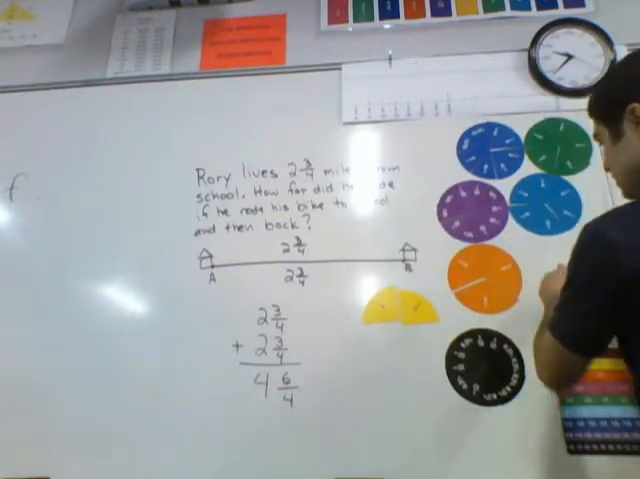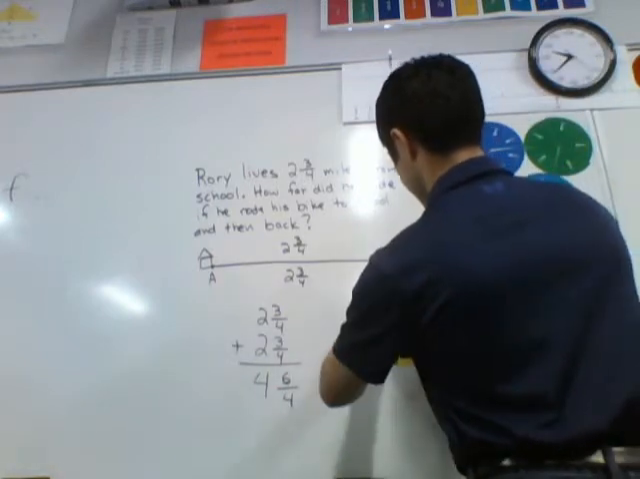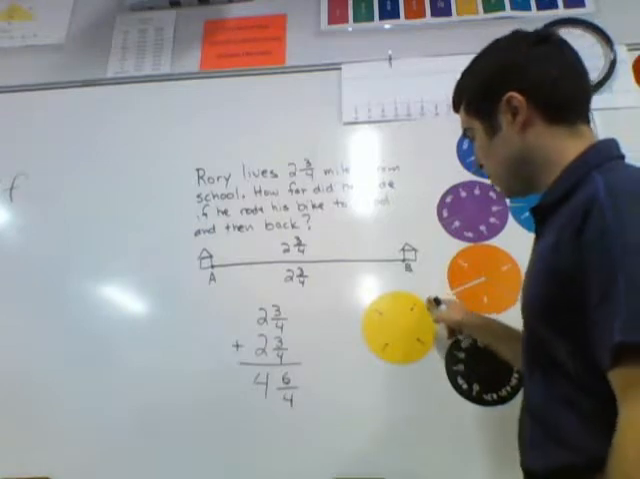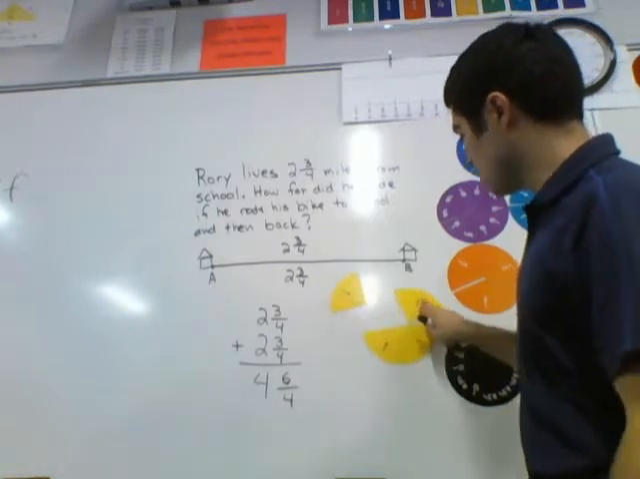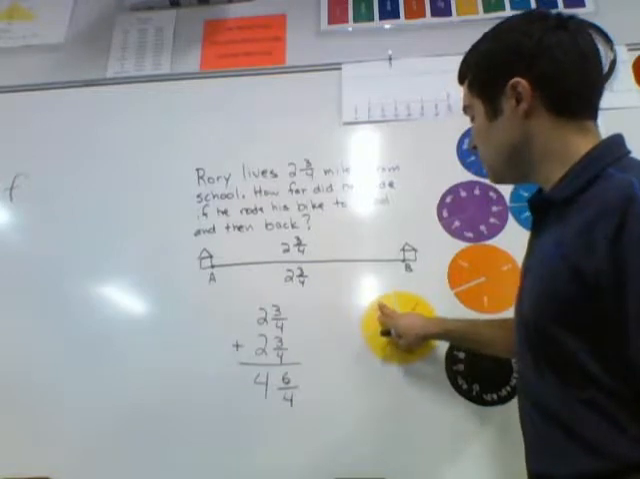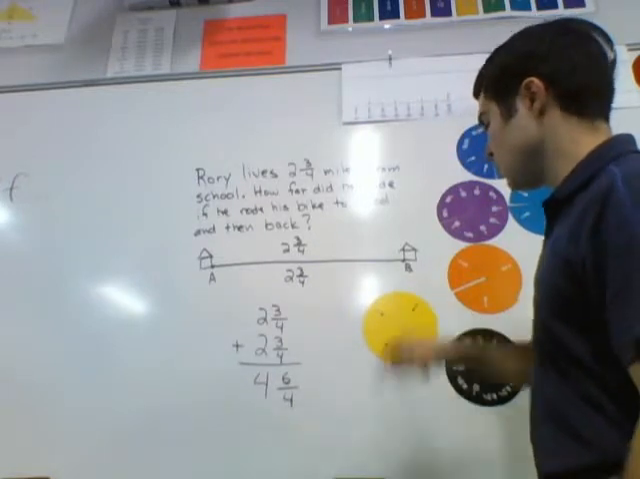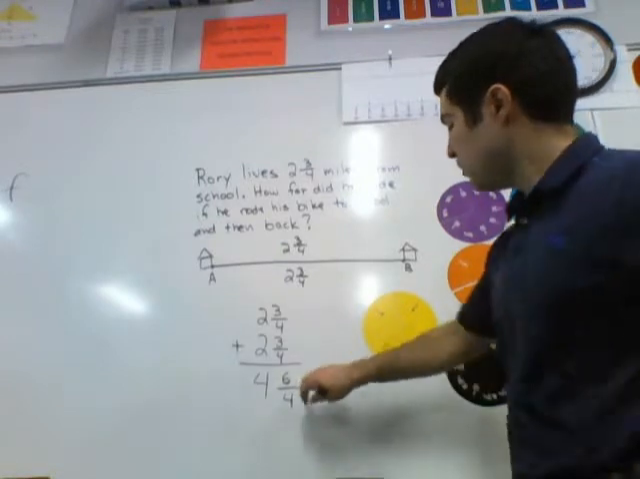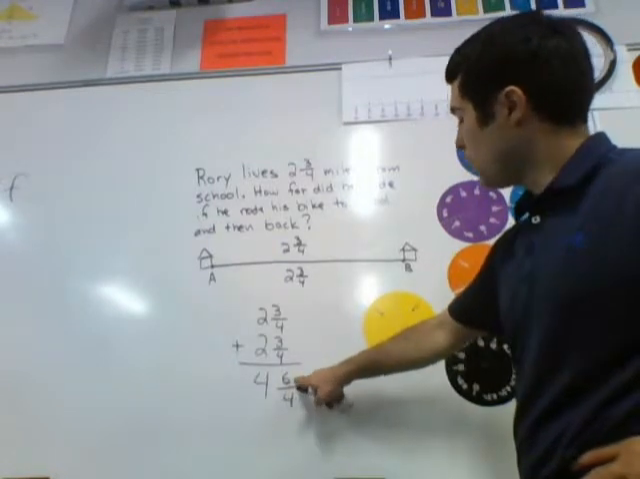that 4/4, 1 2 3 4, is equal to 1 whole. Okay, so there's a quarter of a pizza, quarter of a pizza, quarter of a pizza. If each person eats a quarter of the pizza, and there's 4 people, you would have eaten the whole pizza. But we don't have 4/4. We have more than that.